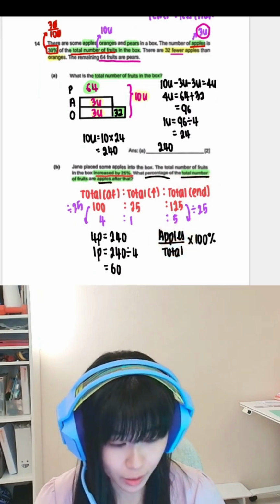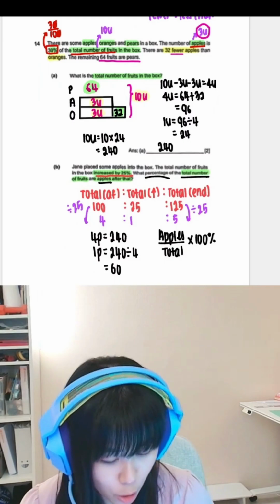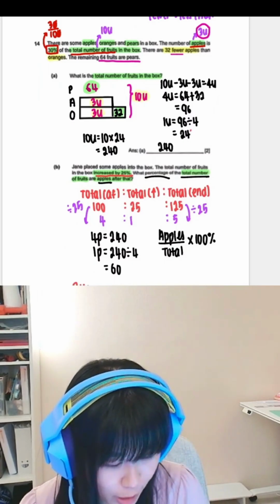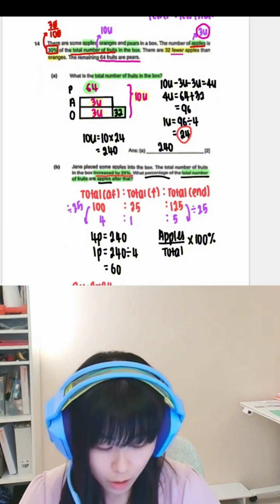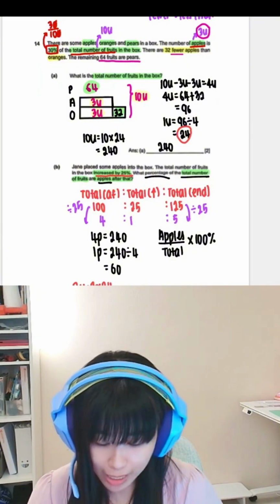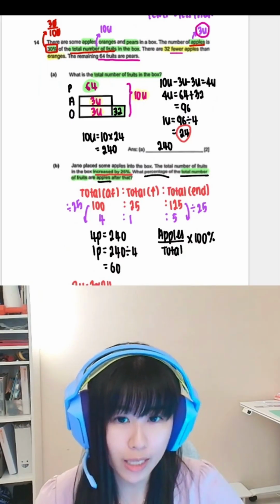But how do I get apples? My apples previously was how many units, everyone? 3 units. So to find 3 units, just now 1 unit is 24. So 3 units is 3 times 24. Okay, my apple just now is 72.